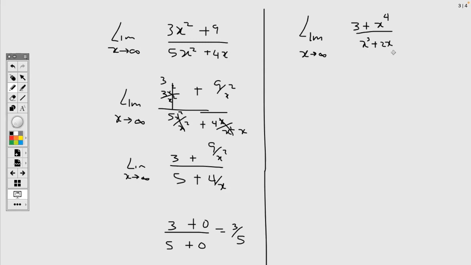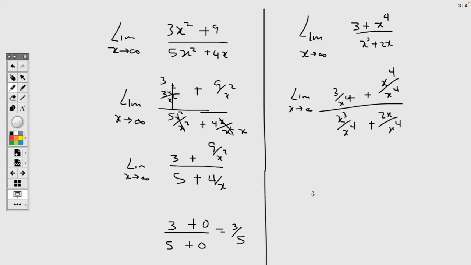Always identify the largest variable. In this case, it's x to the 4th. So I am going to divide each term by x to the 4th. So I'll have 3 over x to the 4th plus x to the 4th divided by x to the 4th. I will also have x cubed divided by x to the fourth plus 2x divided by x to the fourth.